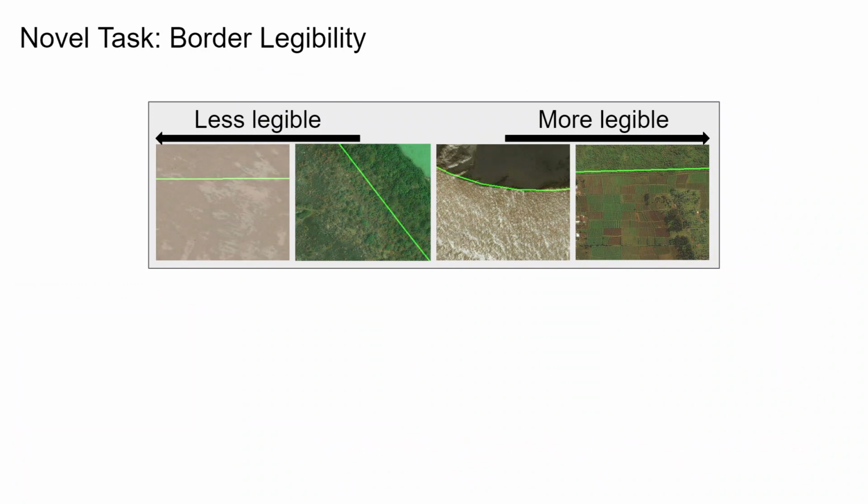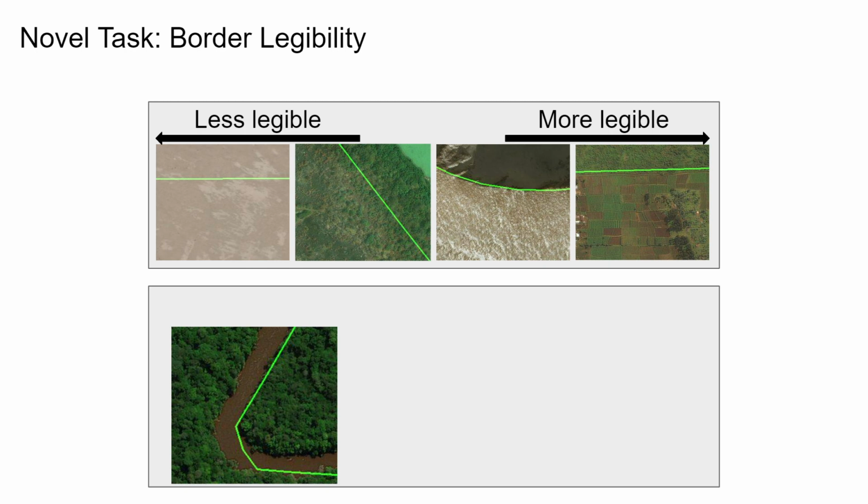To turn this into a computer vision problem, we propose to estimate what we call border legibility, the extent to which a border can be visually detected in overhead imagery. In these few example tiles, the less legible borders appear on the left and the more legible ones are to the right. The most obvious features that give rise to legibility are low level, where there is an obvious color contrast, for example, due to a road or river.